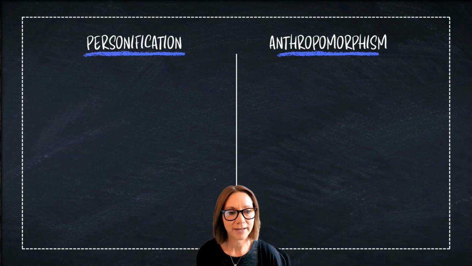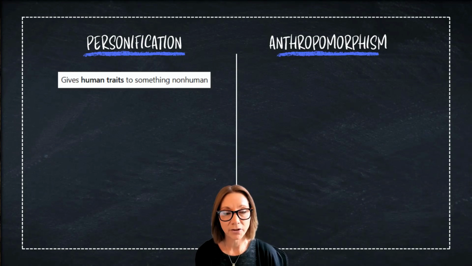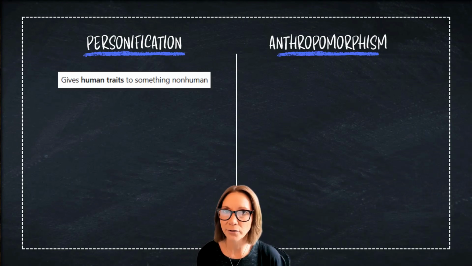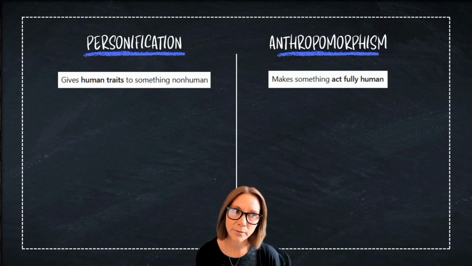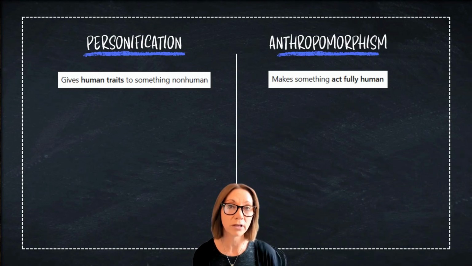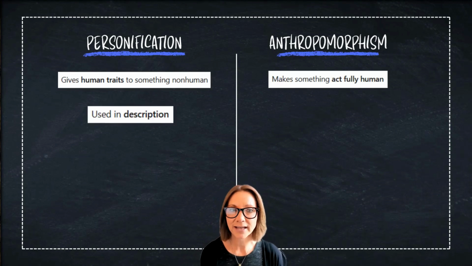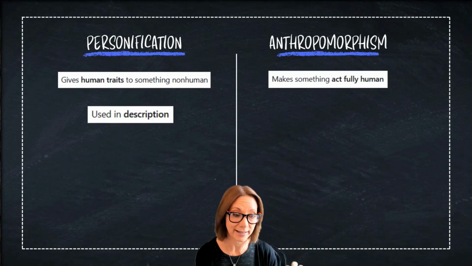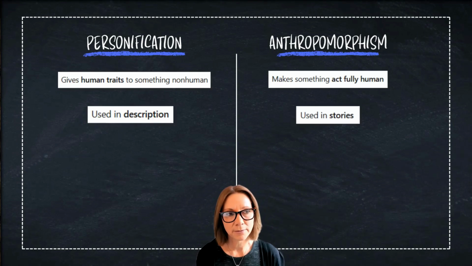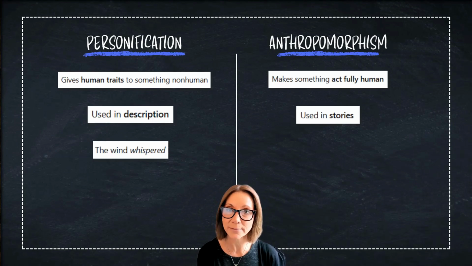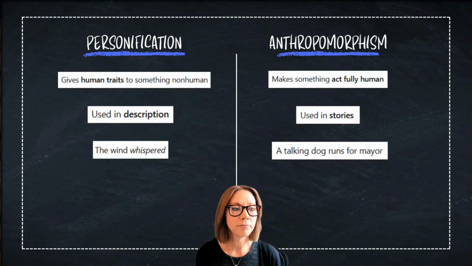So when you have personification, basically you're going to give a human trait to something that is non-human. Okay. And in anthropomorphism, you are making something fully human, like human the entire time. Personification is used in parts of your story, like in the description of a certain thing or item or moment. But anthropomorphism is in a whole story. You could say the wind whispered, or a talking dog is going to run for mayor. So that's anthropomorphism, because the whole story is about that.